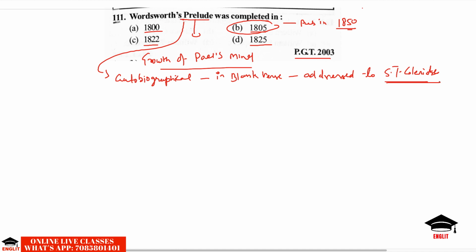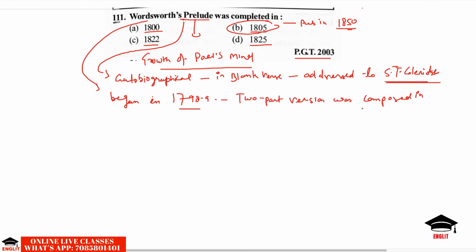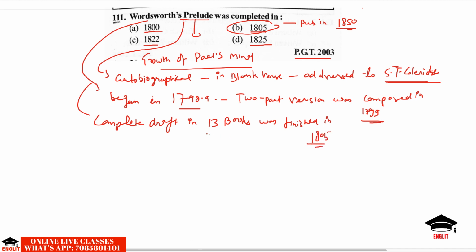There can be one of the options of Dorothy Wordsworth. We can get confused because in many of the poems of William Wordsworth the addressee is Dorothy Wordsworth, and in some of them the addressee is S.T. Coleridge. These two people were very close to his heart. So this particular poem Prelude was addressed to S.T. Coleridge. The poem began in 1798 and 99 and a two-part version was composed in 1799 and the complete draft in 13 books was finished in 1805. This is to be kept in mind when the complete draft of this Prelude was finished.